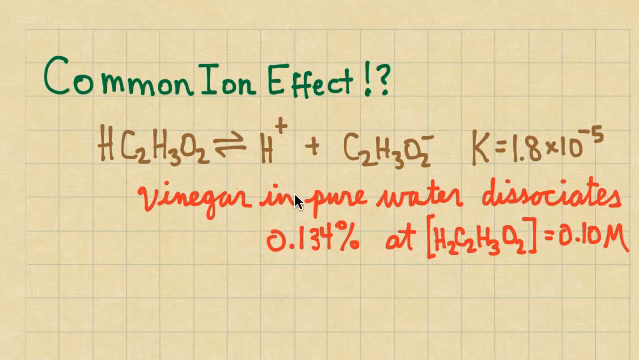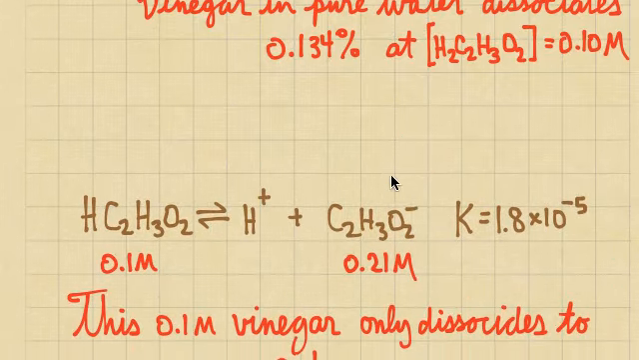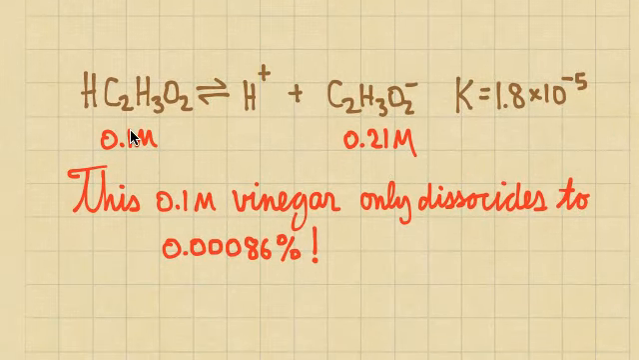But I did a little calculation and found out that vinegar dissociates only a small amount in a 0.1 molar solution, based on that constant. But what if I didn't have this vinegar in pure water, so that it could do this freely and easily? What if I had this vinegar, call it 0.1 molar vinegar again, in a 0.21 molar sodium acetate solution? Well, this is a mess.